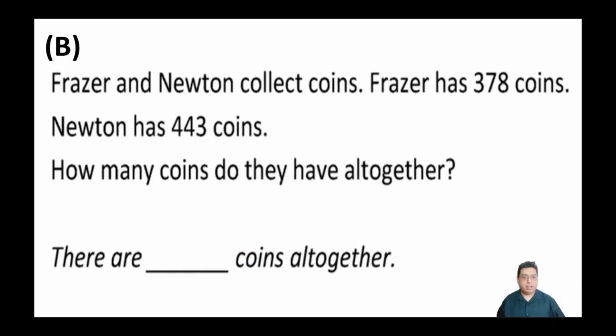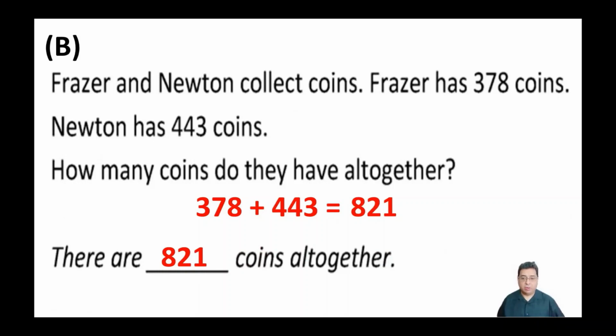For letter B, Frazier and Newton collect coins. Frazier has 378 coins. Newton has 443 coins. How many coins do they have all together? Okay, so remember that word in other videos I talked about, all together. So what are we going to do here? That's right, we're going to add. And the numbers we're going to add are 378 plus 443, which equals 821. So there are 821 coins all together.